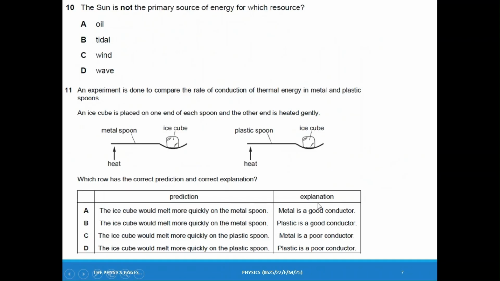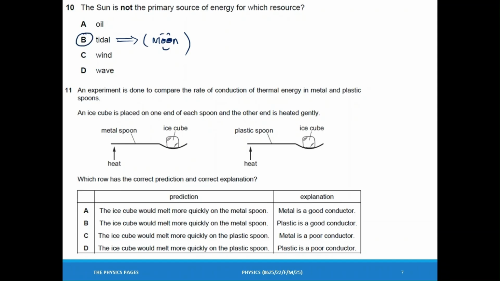Moving to question number 10. The sun is not the primary source of energy for this. We know that tides are created because of the moon's pull. So tides are created because of the moon as a primary source of energy, not the sun. Whereas the wind or waves are generated because of the change in temperature created by the sun, and oil and minerals also have the sun as their basic source of energy.